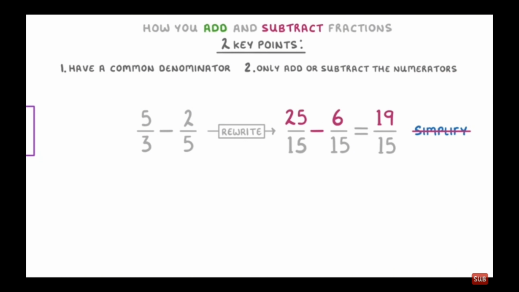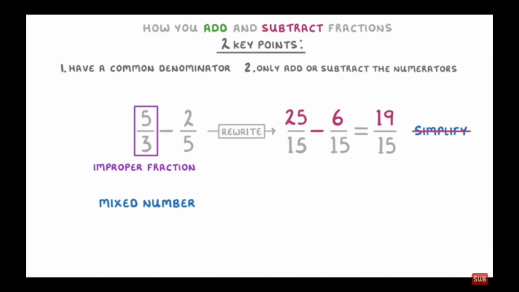In case you didn't notice, 5/3 is an improper fraction, because the numerator is bigger than the denominator. But this doesn't matter at all when you're adding or subtracting fractions. We just treat it like any other fraction. If we'd been given it in a mixed number form though, so 1 and 2/3, then we'd have needed to convert it into its improper fraction form first.